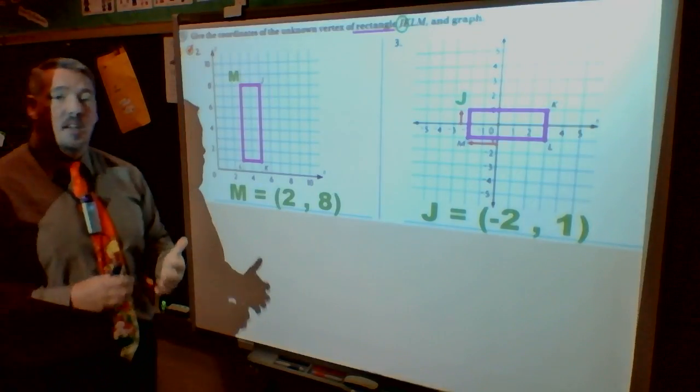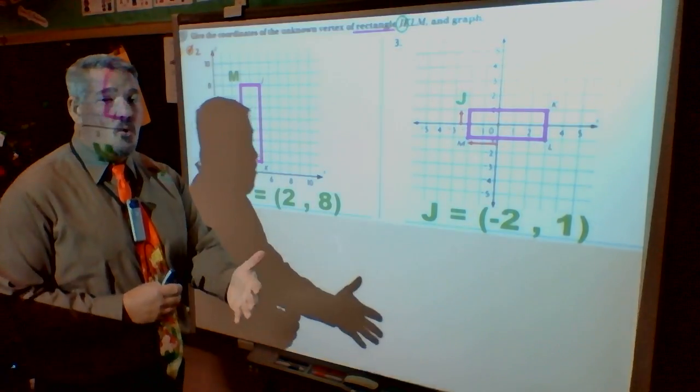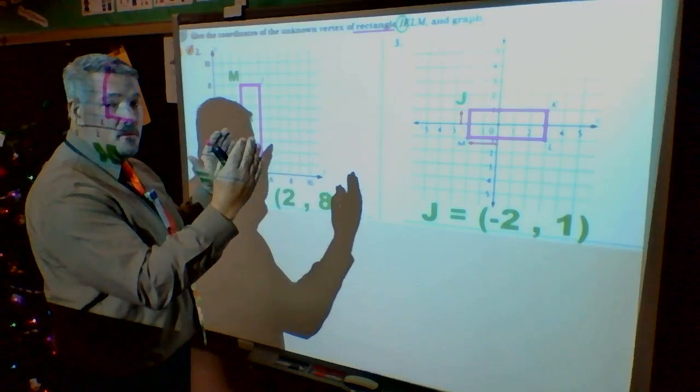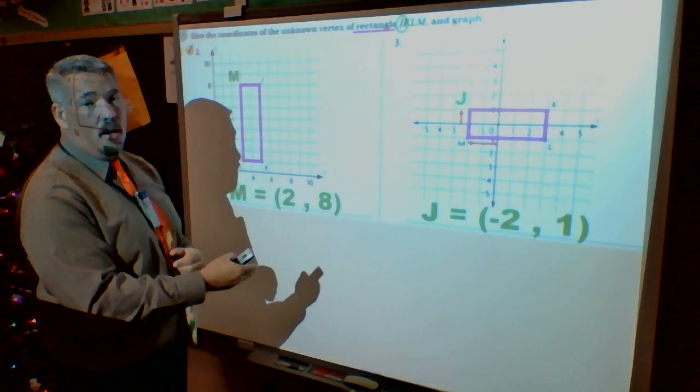Ordered pairs, once again, to be written correctly and counted as a score, have to be inside of parentheses and have to be separated by that comma.